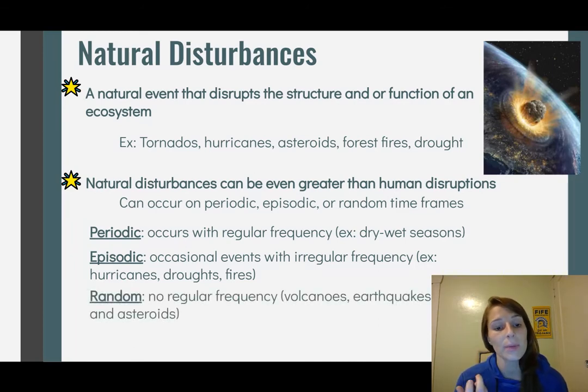Now, the last type that we have is random. There is no regular frequency. We might be able to understand what's going on, but we can't predict it in advance. So this might be things like volcanoes or earthquakes or something like an asteroid. They're very random.